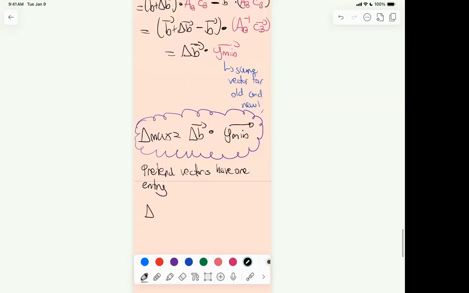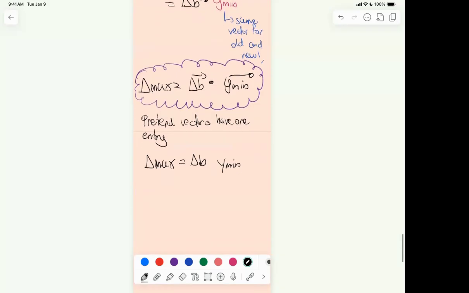So what do you get? You would get that the delta max, the change in the max, is delta b times y min, right? No more dots needed and no more arrows needed. So what do you do next? You divide by delta b, right? So you get delta max over delta b equals y min.